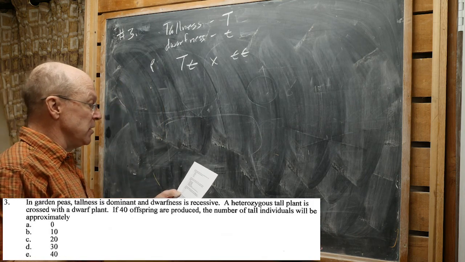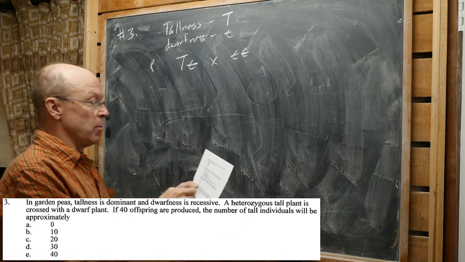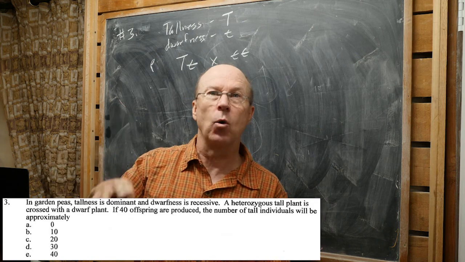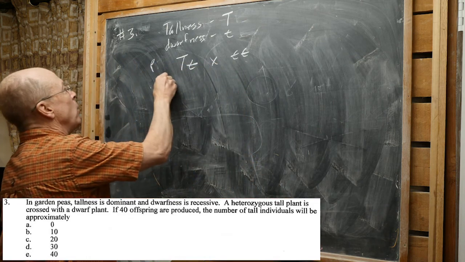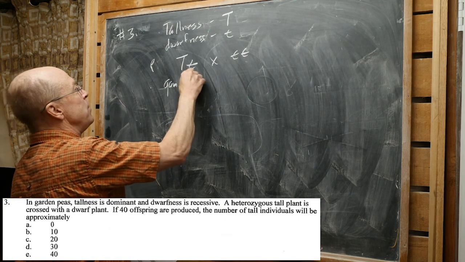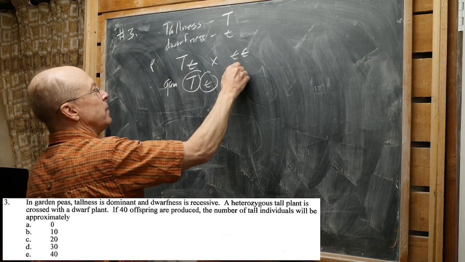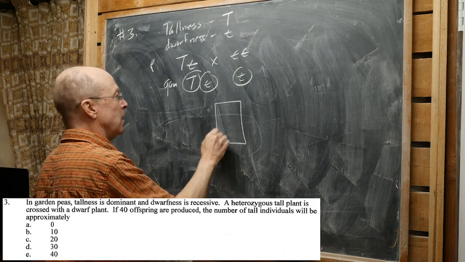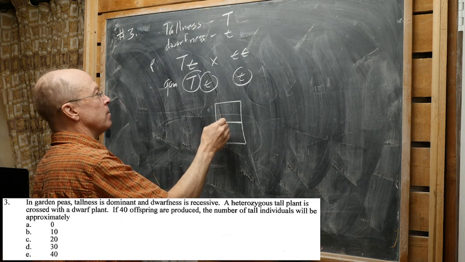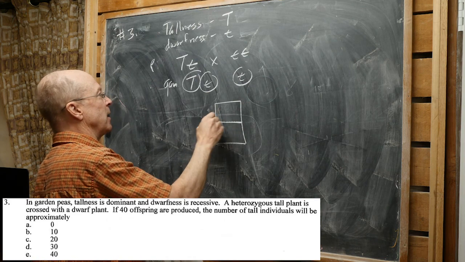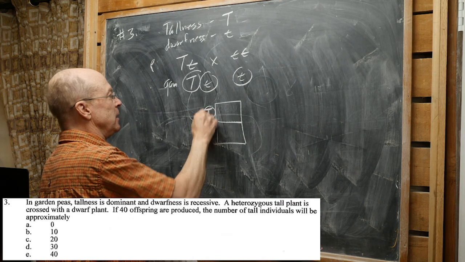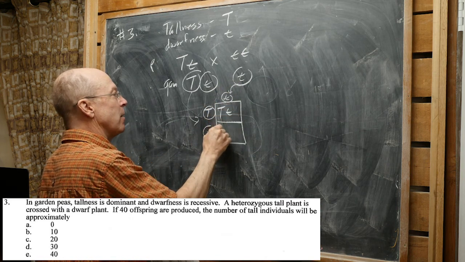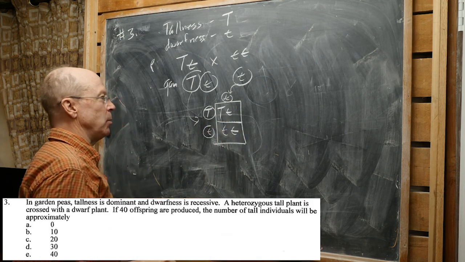And here's what we want to do. If 40 offspring are produced, the number of tall individuals will be. So this is our third kind of answer profile to show expected offspring from a cross. So we know that the gametes here would be big T and little t. We know that the gametes here would be all little t. So we're going to need a 1x2 or a 2x1, I guess we could call it. And there's big T, there's little t gamete, and there is little t. So we're going to end up here, and we're going to end up here as our possible offspring.